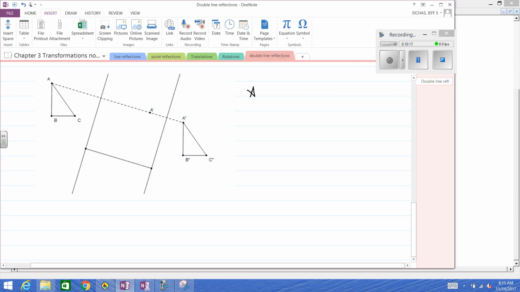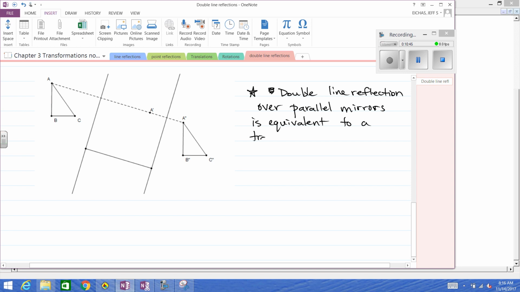All right, so let's summarize this again. A double line reflection over parallel lines, over parallel mirrors, is equivalent to a translation whose direction is perpendicular to the mirrors. And now let's work on the length.